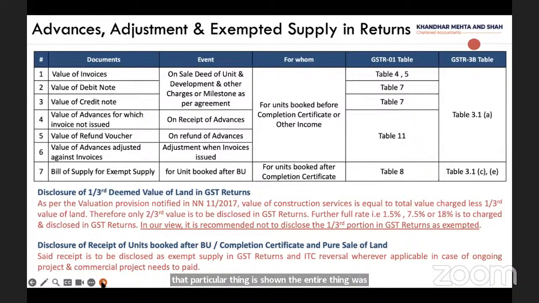And of course, for the units that are sold after BU, that are exempted from GST, the bill of supply we disclose in table number 8 of GSTR1, and in GSTR3B table number 3.1 A, it's the consolidated amounts. There is no distinction so far as that is concerned.